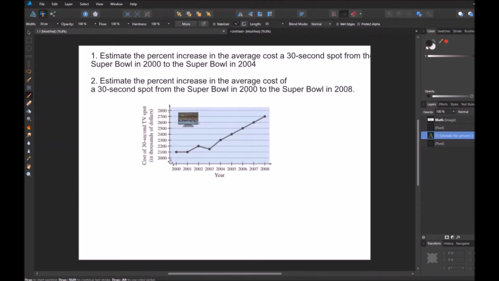Alright, so in this question we are given a graph, and on the x-axis we have years going from 2000 to 2008, and on the y-axis we have the cost. We have the average cost of a 30-second TV spot for the Super Bowl in thousands of dollars.